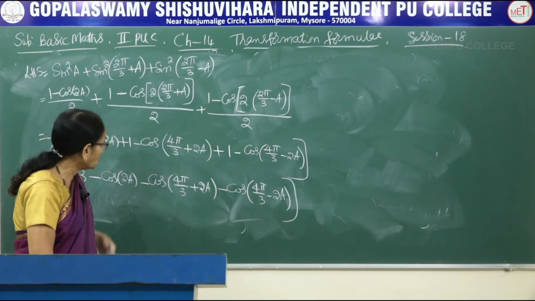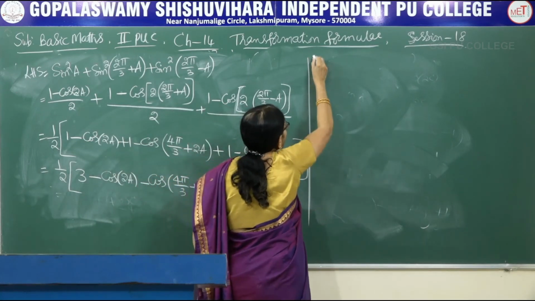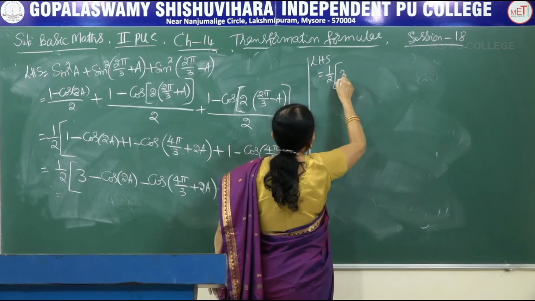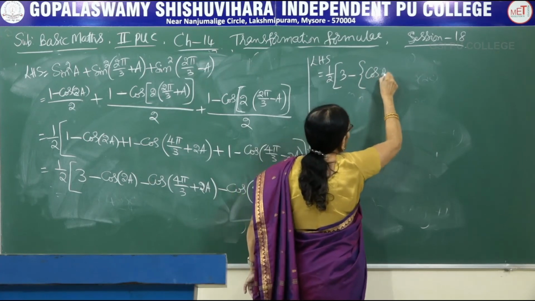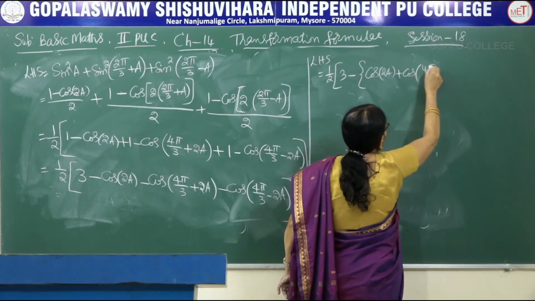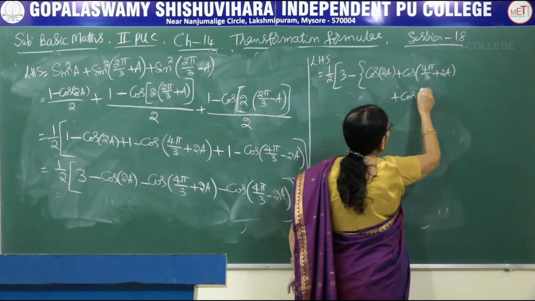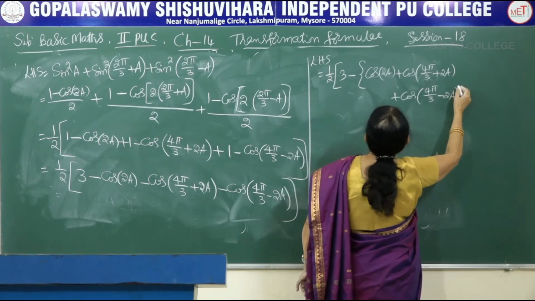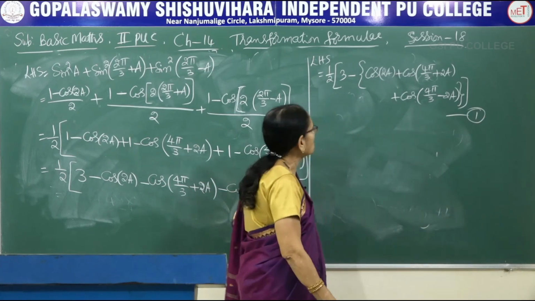Now what I do is, I again take a common factor, the minus sign. So the left hand side is equal to half of 3. All the terms are negative. Take out the minus sign. Only the minus sign I am taking out. Cos of 2a plus cos of 4 pi by 3 plus 2a plus cos of 4 pi by 3 minus 2a. Now close both the brackets. Take it as result 1.